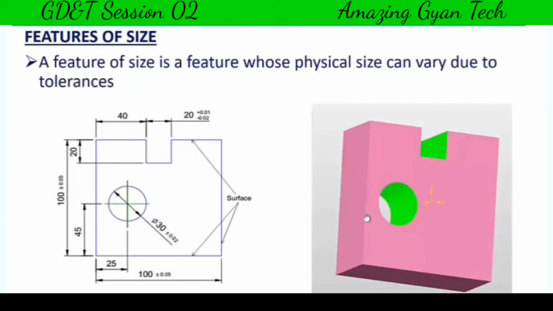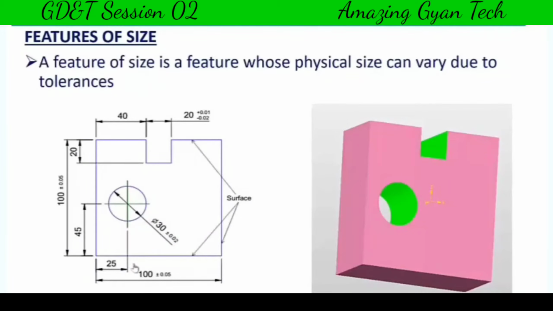Why we call these features is that their size can vary according to the tolerance given in the drawing. For example, this hole can be between 29.98 to 30.02 as per the dimension given in the drawing. So this is called a feature of size.